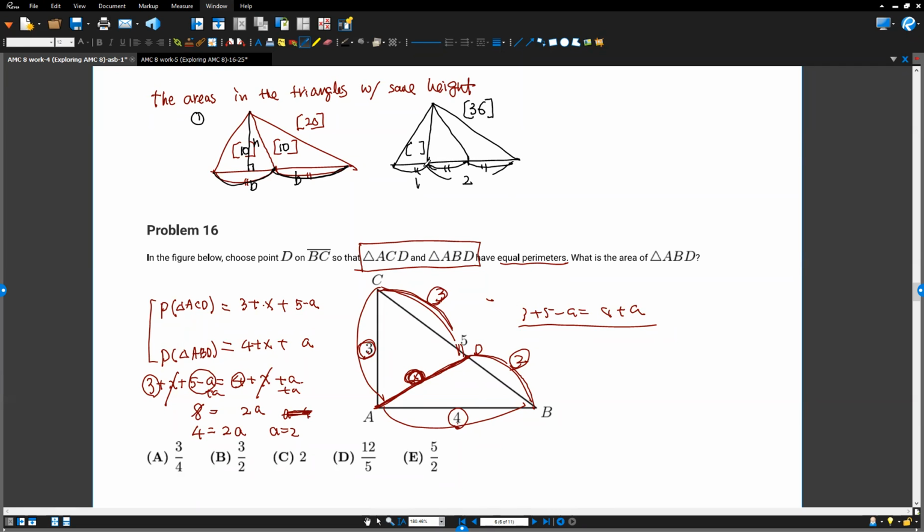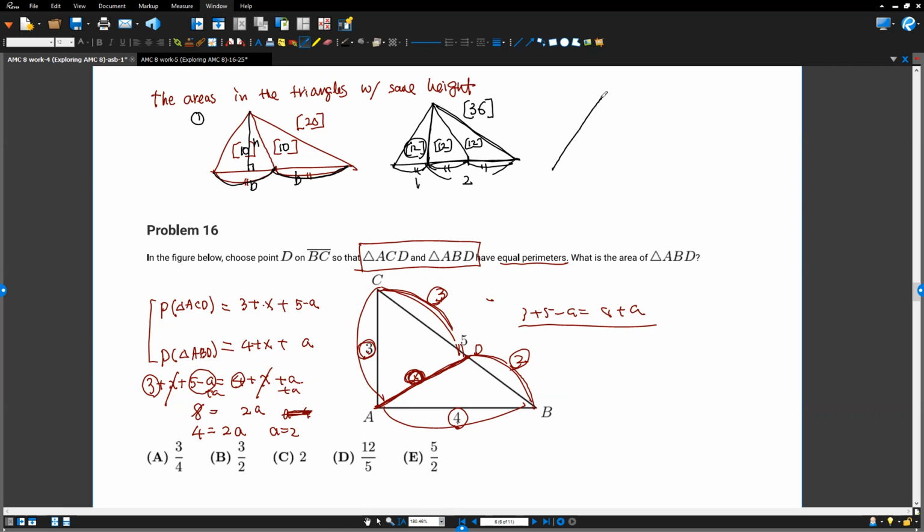Each base is equal, height is equal, so the area of these three triangles is equal, right? Each one is 12. This is 12. This is 12. So this is 12. All together is what? 24. Is it okay? Yes. Are you guys with me? Yes. Okay, the next one.